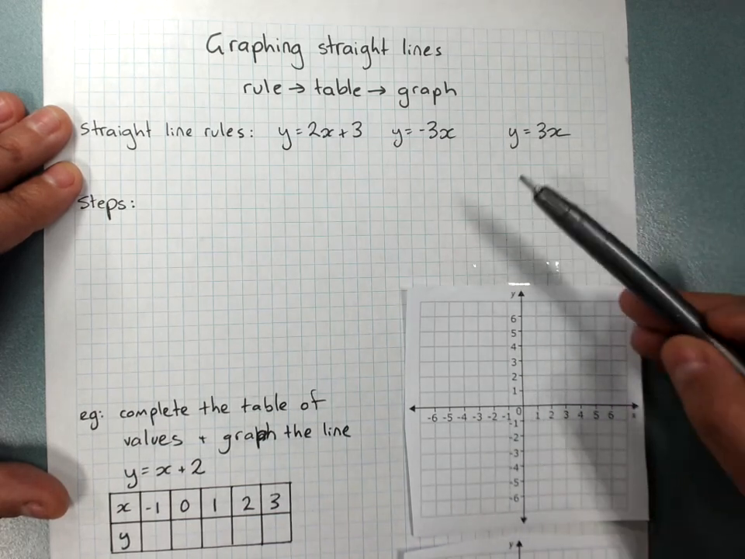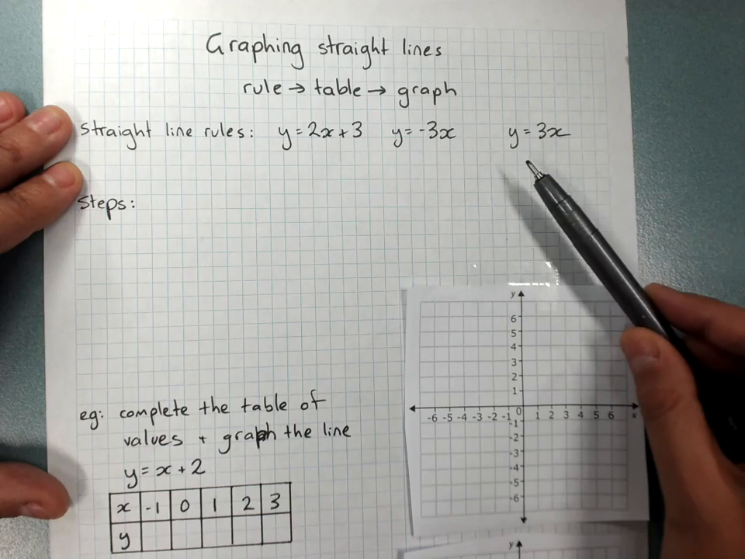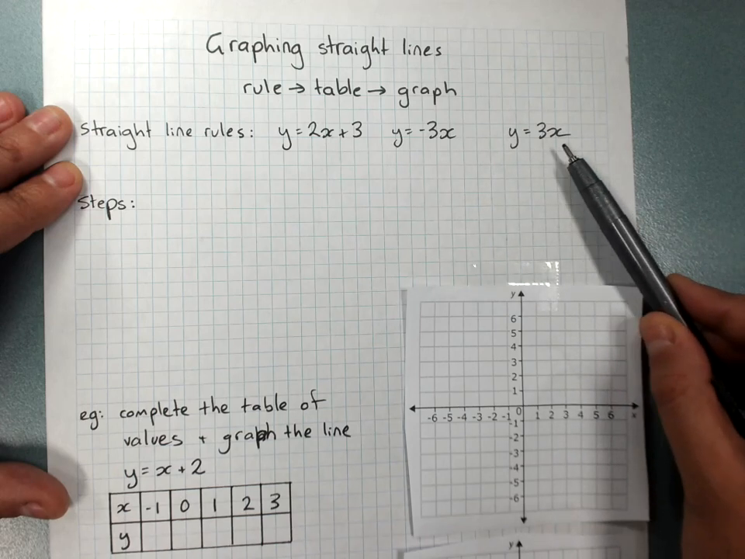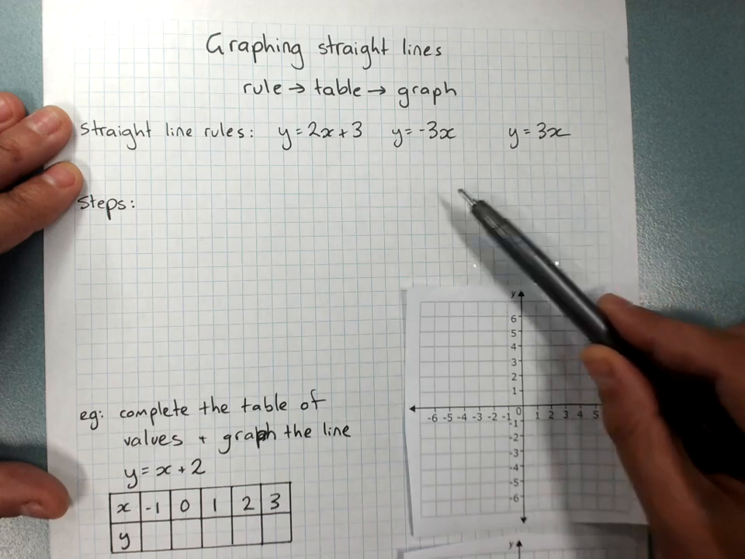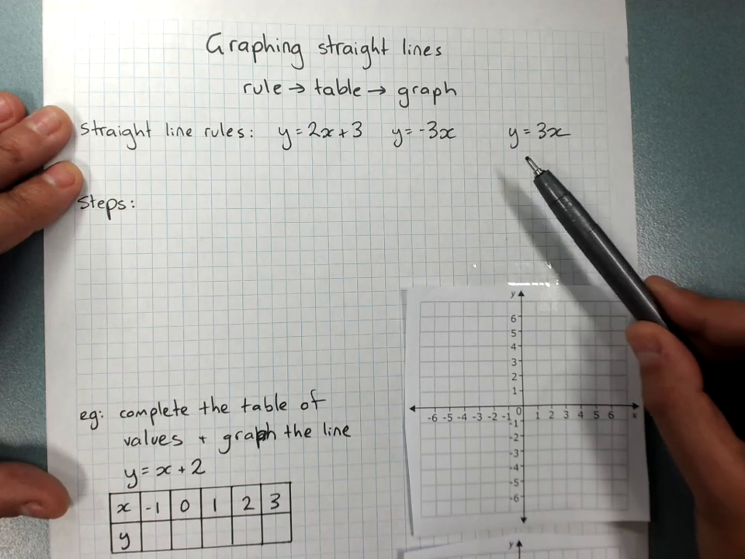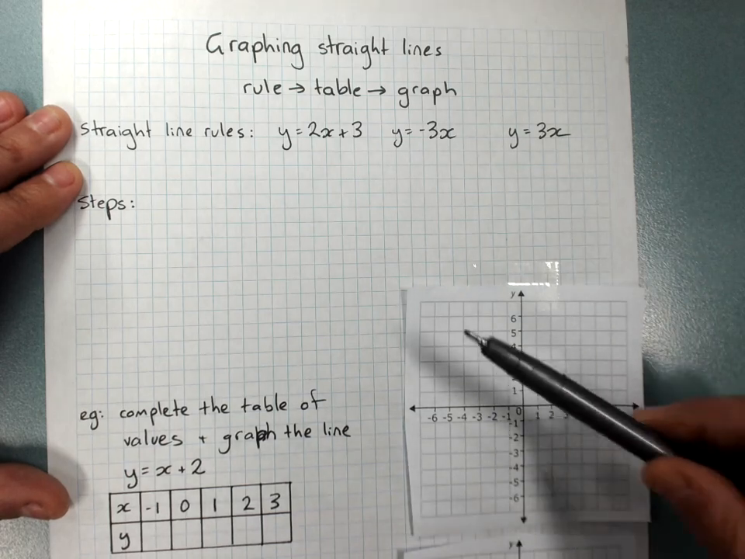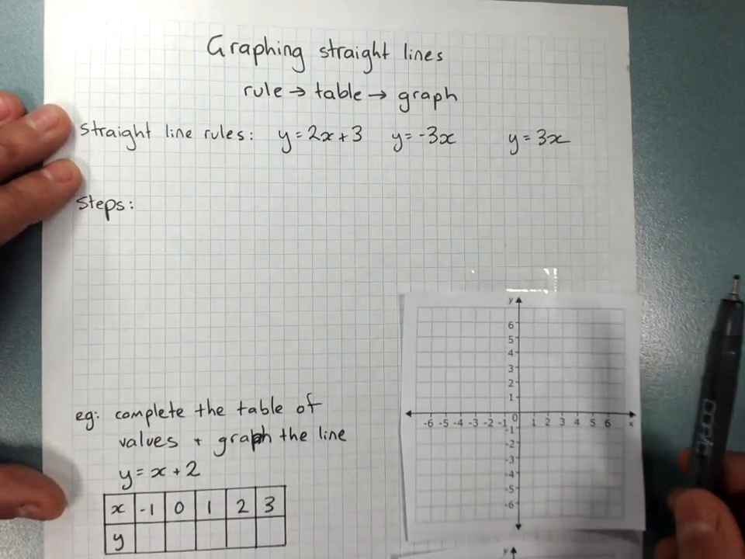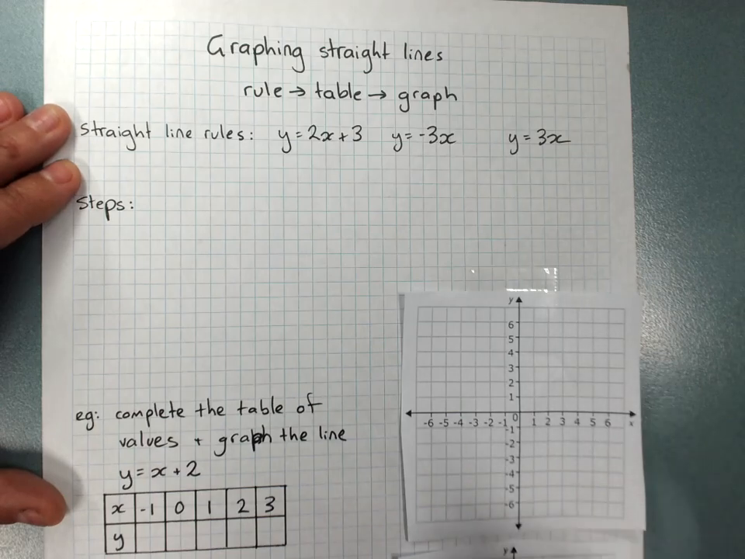So then you could think in a sort of what if way. What if I was no minutes late, I was on time? 3 times 0, 0, no homework questions. What if I was 1 minute late? 3 times 1, 3 homework questions. So it's a relationship between two things that we can graph.